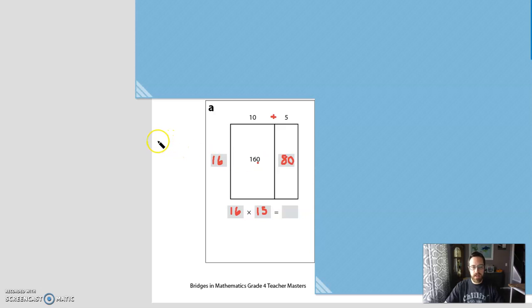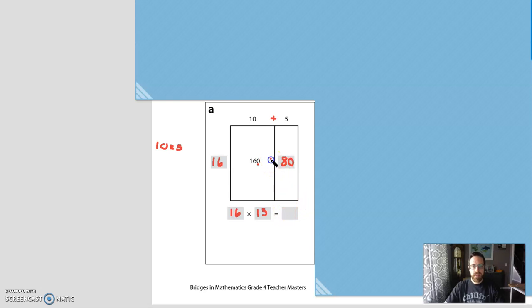Or I could break it up and do 10 times 5. 10 times 5 is 50, and 6 times 5 is 30. 50 plus 30 is 80. And then I have to add these together. 160 plus 80. Well, I know 40 plus 160 is going to give me 200. I would have 40 left. So this would be 240. Or you could do standard algorithm, stack them and add them and carry. But, okay. So multiplication using the area model.